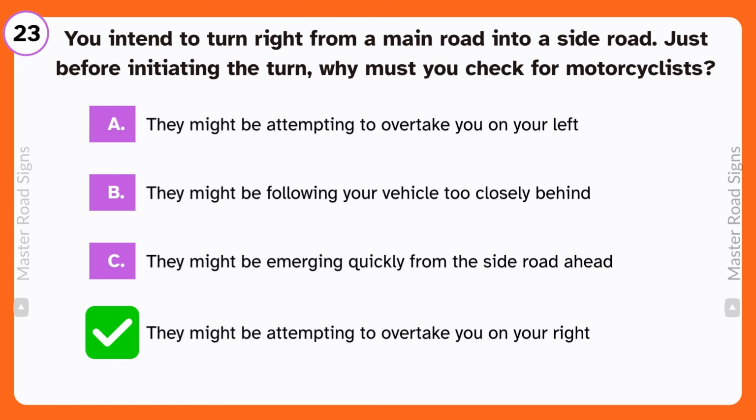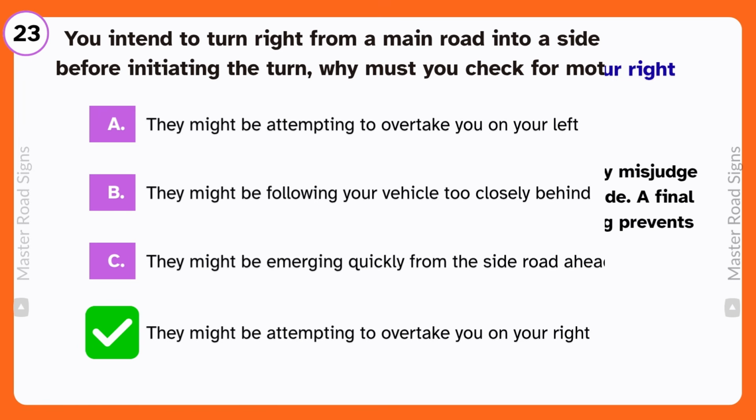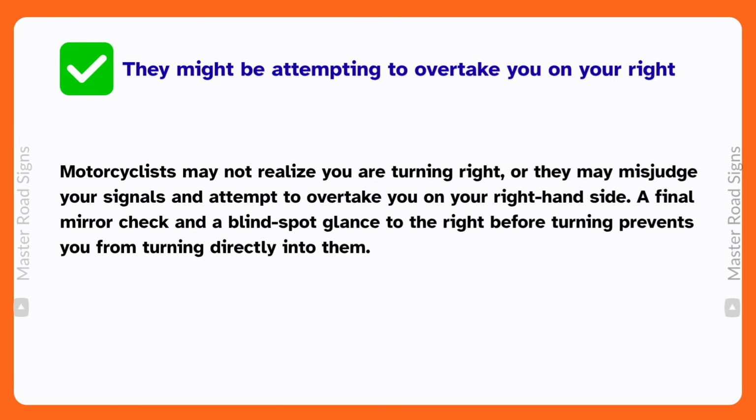Correct answer is option D. They might be attempting to overtake you on your right. Motorcyclists may not realise you are turning right, or they may misjudge your signals and attempt to overtake you on your right-hand side. A final mirror check and a blind spot glance to the right before turning prevents you from turning directly into them.